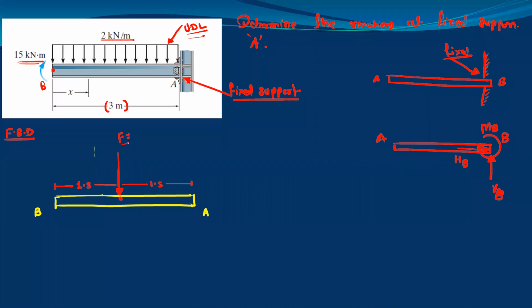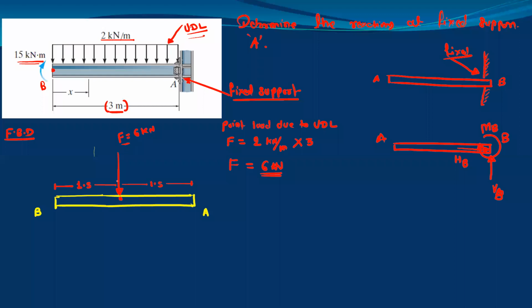Now the magnitude of the point load due to UDL, which is F, is equal to the intensity into the span. The intensity is 2 kilonewton per meter, into the total span of the UDL, which is 3 meters, from point A to point B. So this is equal to 6 kilonewton.